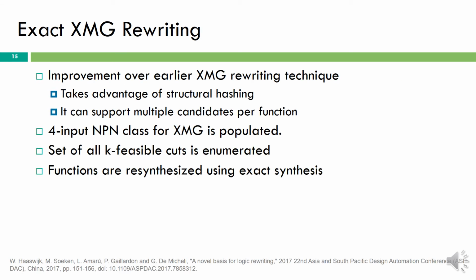Next, we move on to exact XMG rewriting. XMG rewriting has been earlier proposed in this work, but here we improve on the existing work by taking advantage of structural hashing and supporting multiple candidates per function. We populate 4-input NPN classes for XMG. We consider a set of all k-feasible cuts, and all functions are resynthesized using exact synthesis. So we have a stronger XMG rewriting technique which can contribute to better area optimization.